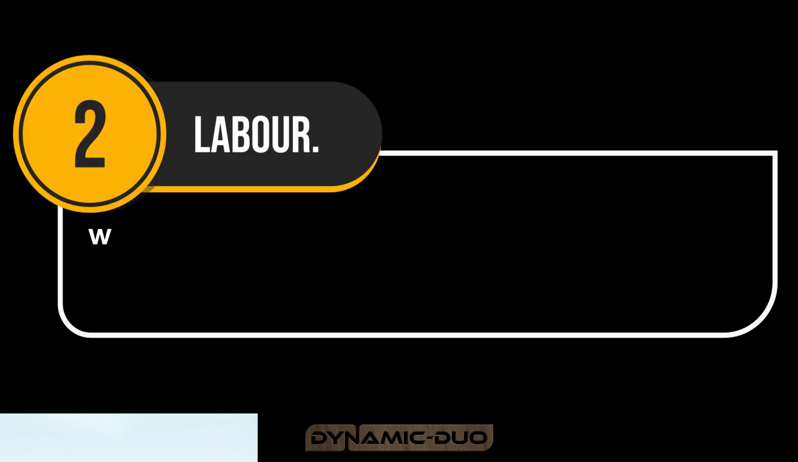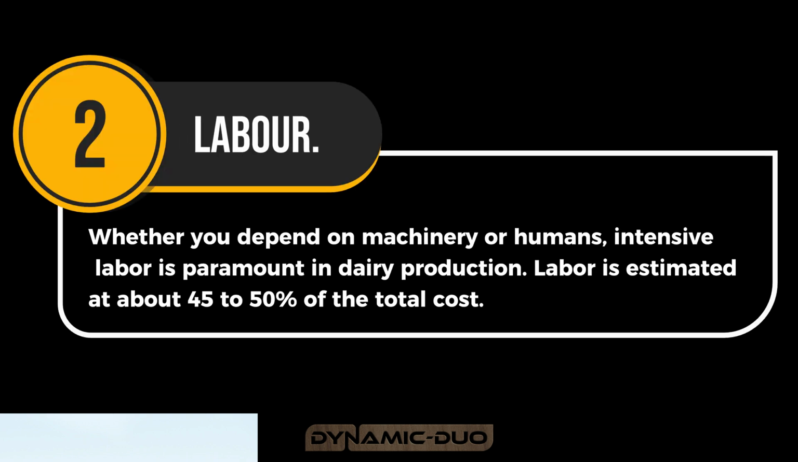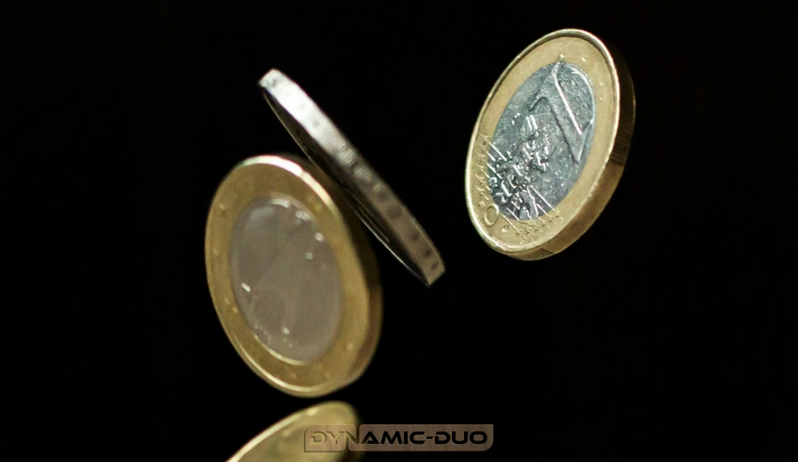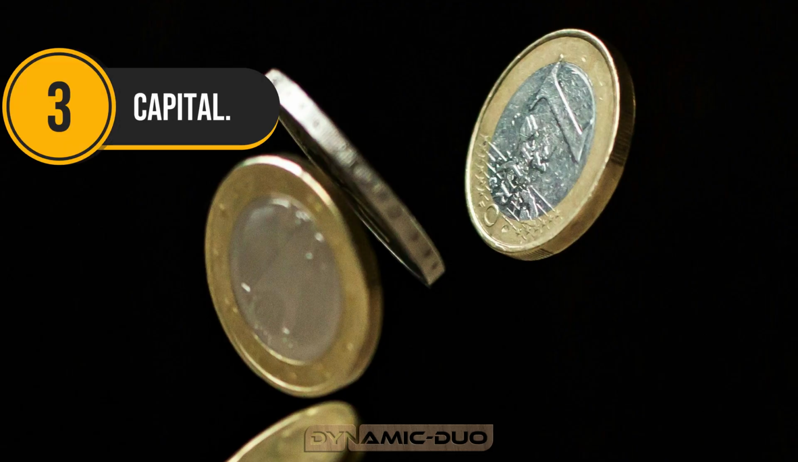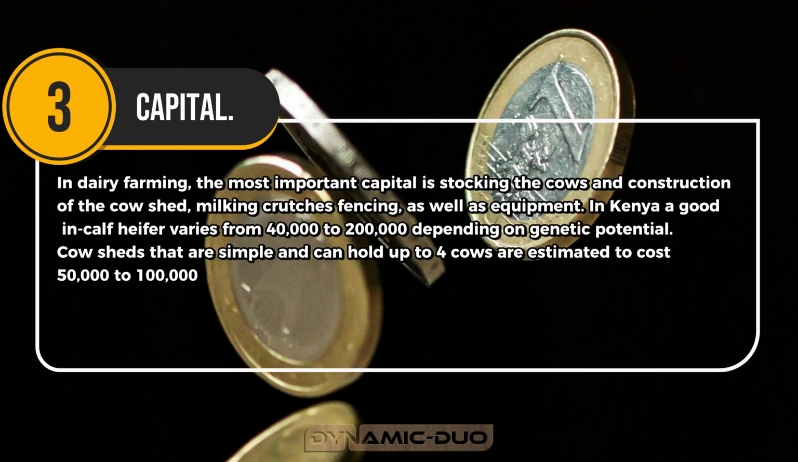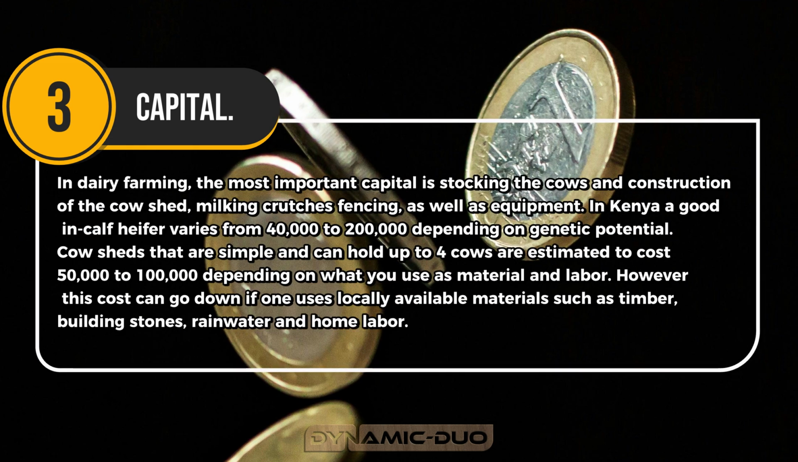Labor. Whether you depend on machinery or humans, intensive labor is paramount in dairy production. Labor is estimated at about 45 to 50% of the total cost. 3. Capital. In dairy farming, the most important capital is stocking the cows and construction of the cow shed, milking crushes, fencing, as well as equipment.